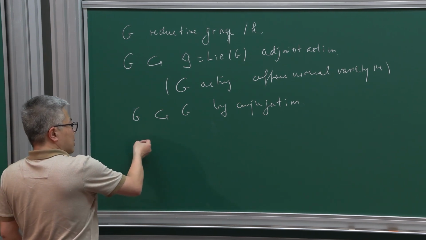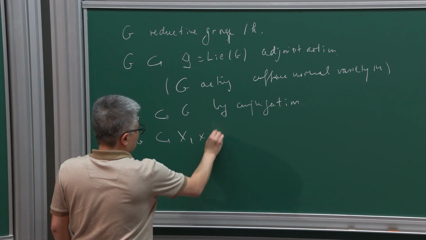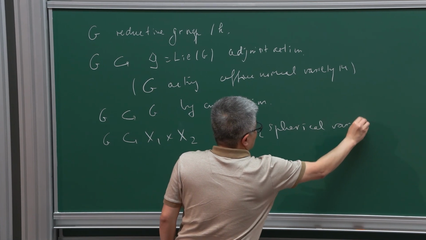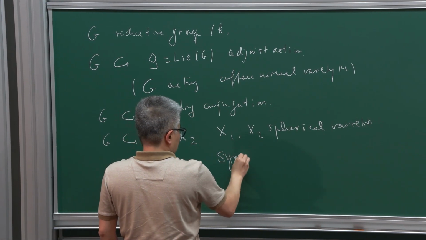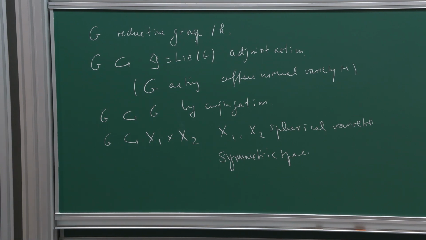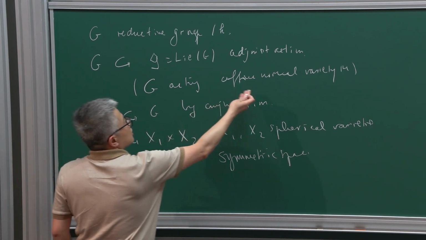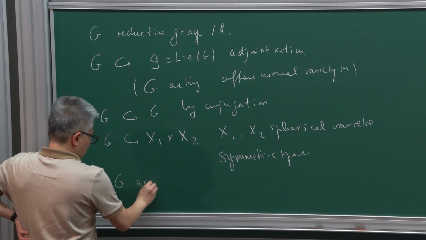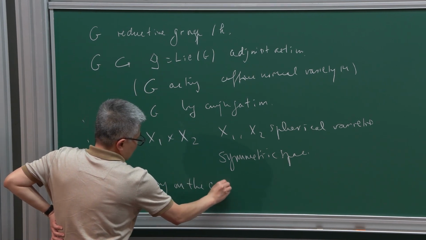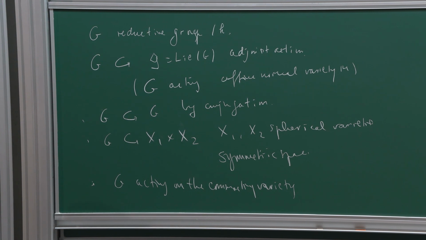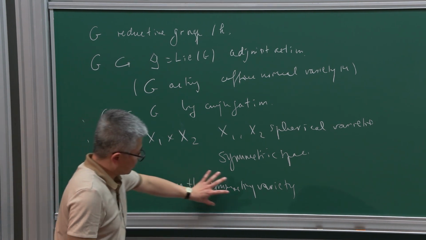Or you can also look at many situations like G acting on X1 times X2, with X1 and X2 spherical varieties, in particular for symmetric spaces. And also there's another situation which, depending on how we define it, may not be affine normal, but it will be very important. The last one is G acting on the commuting variety. From the invariant theory point of view, this is significantly more difficult than the first two cases. But somehow it's the mother situation, so that's why you need to understand this.